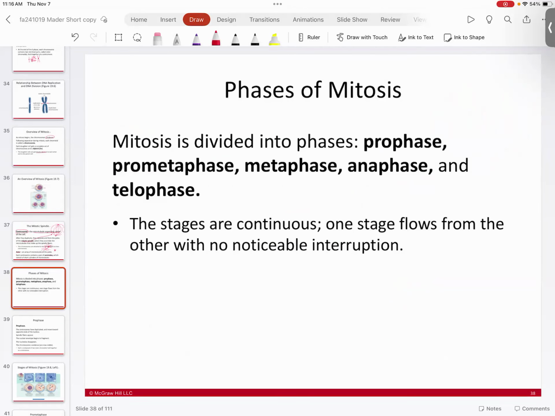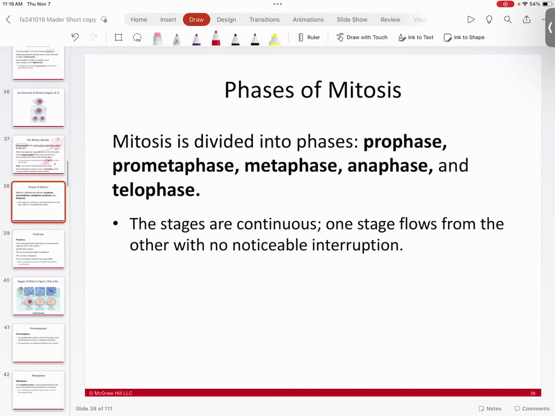Now, with that in place, we have a structure to separate out our DNA. We've got duplicated DNA. Now we can talk about the phases of mitosis, which is broken down into 5 phases: prophase, prometaphase, metaphase, anaphase, and telophase. Remember, this is a big continuum, that is to say, one stage flows seamlessly into the next. We just draw these so we can understand them better.